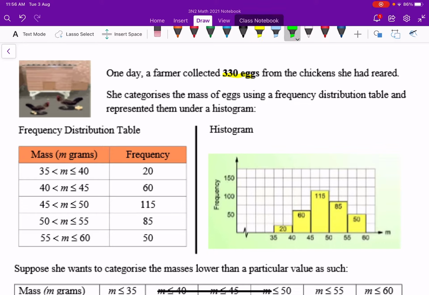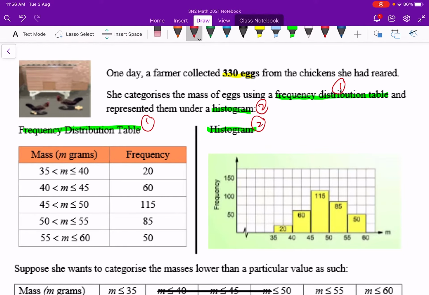So the farmer put the eggs in a table and a histogram. So she put the eggs in a table and a histogram. So she used two different ways to represent it. This one and this is two.